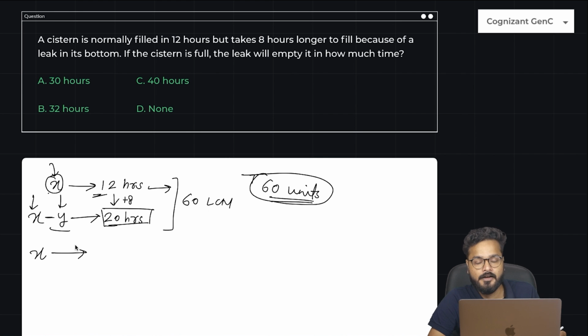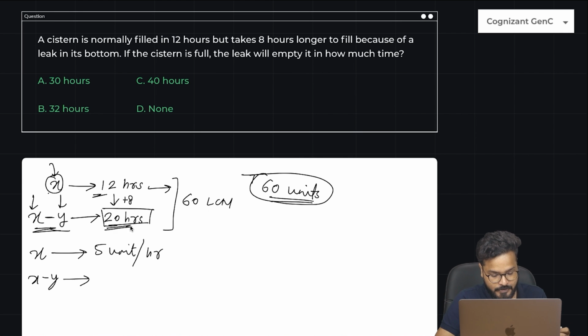Right? So X takes 12 hours to fill the entire cistern. So what is the amount of work X does in 1 hour? 60 units in 12 hours, so 5 units per hour is the speed of working. X minus Y takes 20 hours to fill the tank. So what is the effective unit per hour for this filling plus the leakage combined? In 20 hours, they complete 60 units of work. So per hour, they complete 3 units of work. So 3 units per hour.